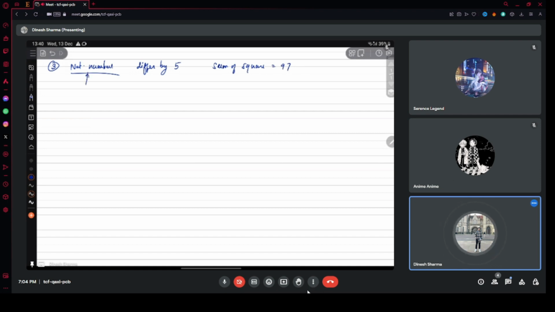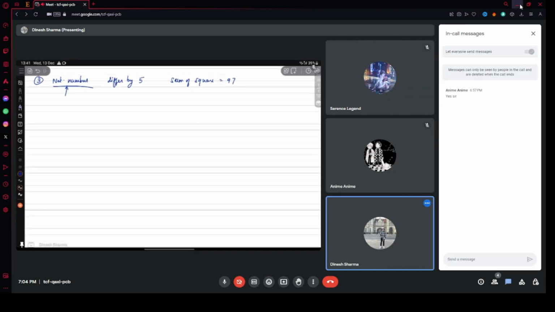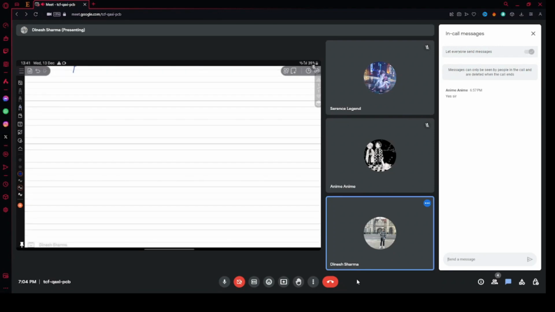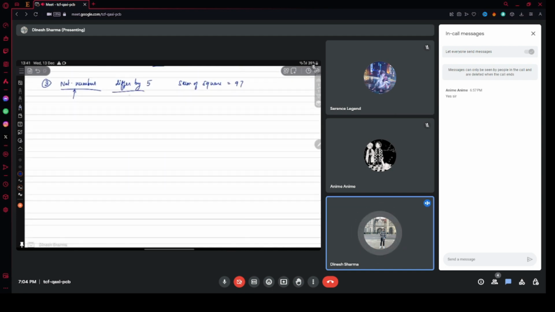It is said that it is not consecutive. Wait, do you have any questions? Okay. So it is said that they differ by 5. They are not consecutive. In your case, if it was consecutive and the number was x, it would be x plus 1. But now it is clearly stated that they differ by 5. So if one number is x, the other number will be x plus 5, because they are differing by 5. They have a difference of 5 between them.